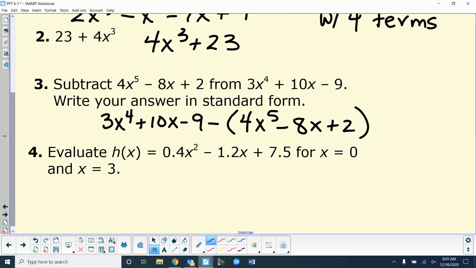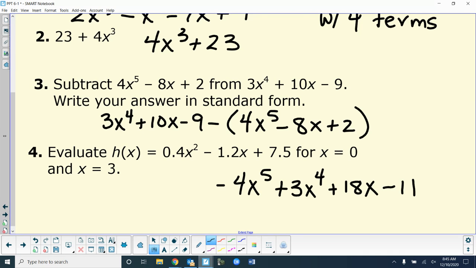So, my first term of my answer would be negative 4x to the 5th, right? And then plus 3x to the 4th. They don't have any like terms I can add or subtract. No x cubes, no x squareds. So this is 10 minus negative 8, which would be 18, right? Plus 8x, right? And then negative 9 minus 2. So that would be the answer then. Okay?